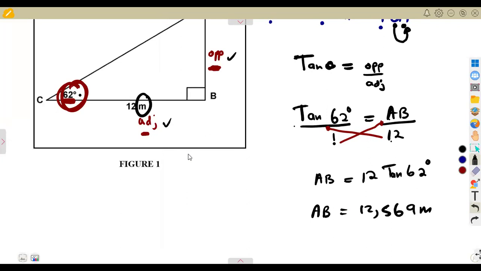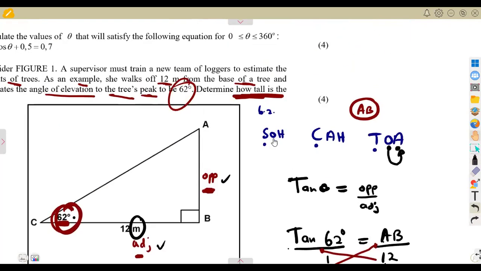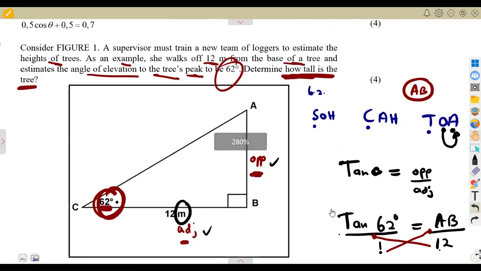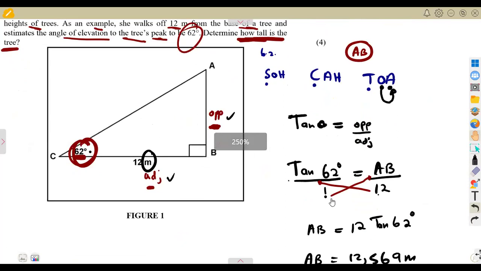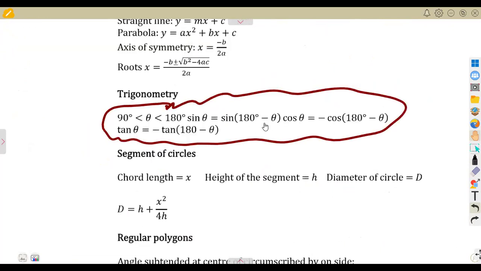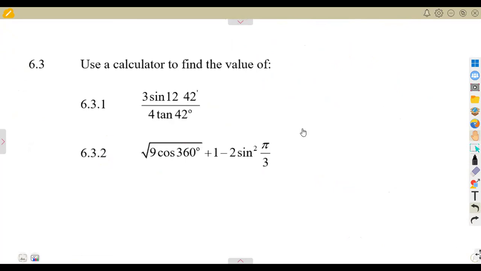Take note of this information that you're given. AB represents this AB that we are seeing here, represents the height of the tree. How tall is the tree? So therefore, we can conclude that the tree is 12.569 meters high. That is the height of the tree. These are the typical questions that you might be given in your examinations.